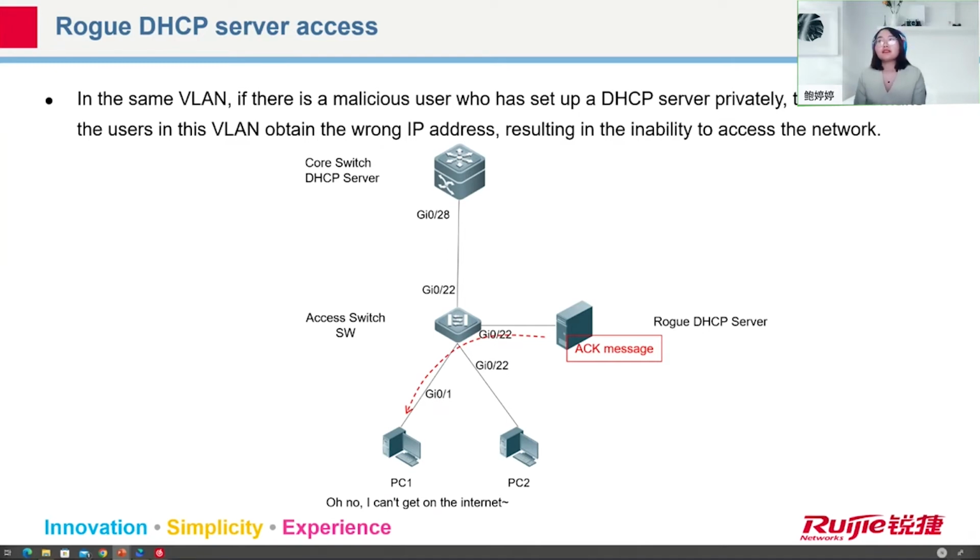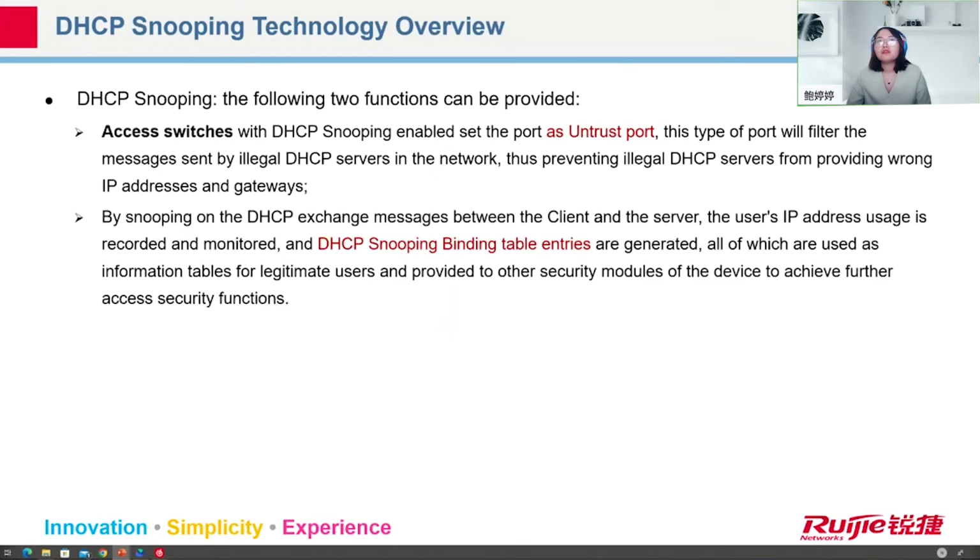I can't go on the internet. So this is the process why we finally get an IP address, but I cannot visit the internet. So how to solve this problem? We can deploy DHCP snooping in our network.